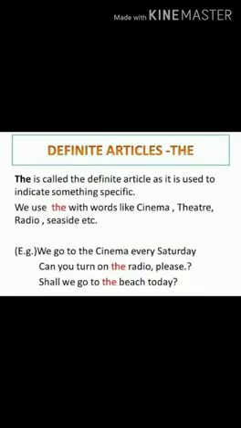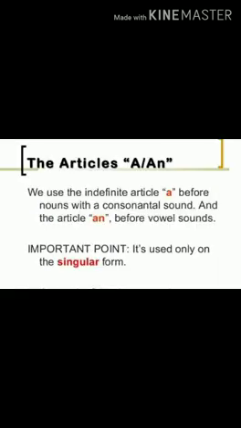The next one is indefinite articles, and there are two of them, a and an. A comes before singular nouns that begin with a consonant sound, and an comes before singular nouns that begin with a vowel sound. So we are talking about sound here, not the letter that the word begins with. It's the sound.